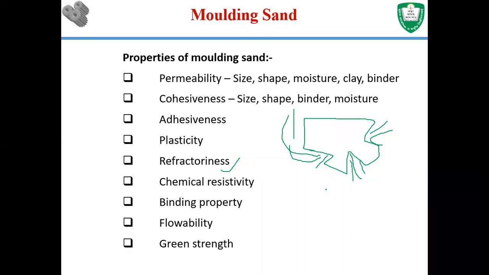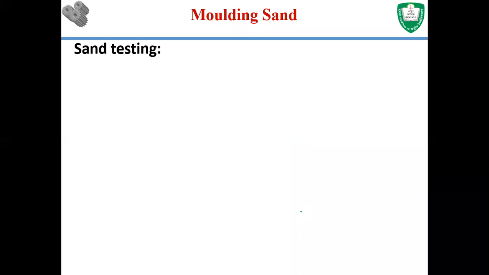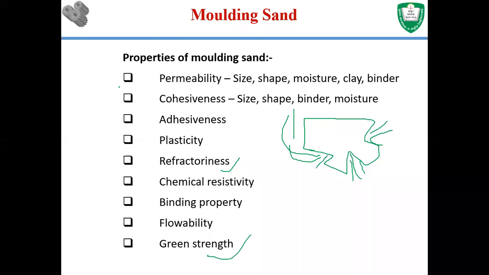Green strength, it should have sufficient strength, so that when you pour the molten material, it should not break down. When you raise the drag, it should not break down, so it should have sufficient strength. That's it for properties of molding sand.